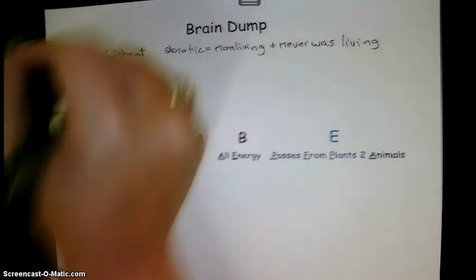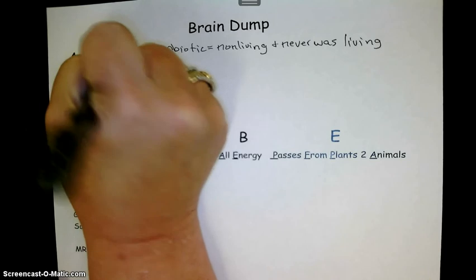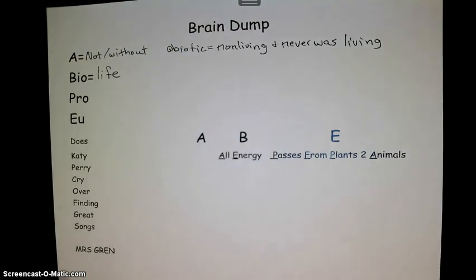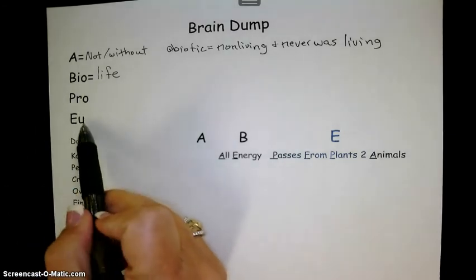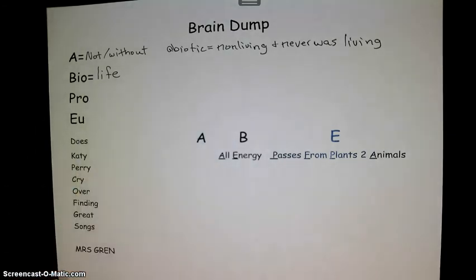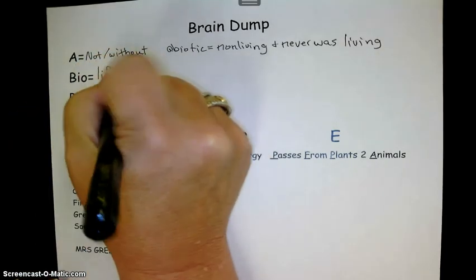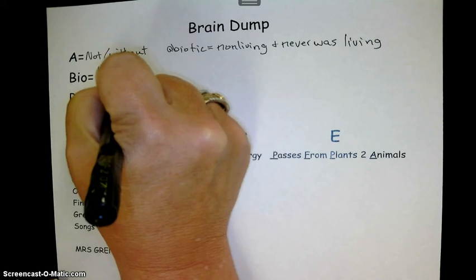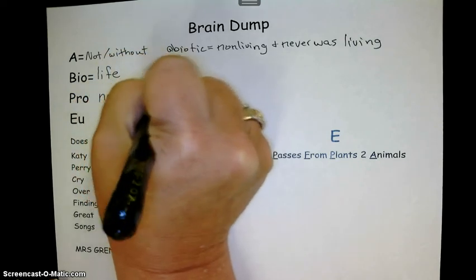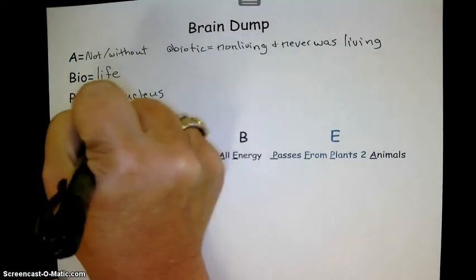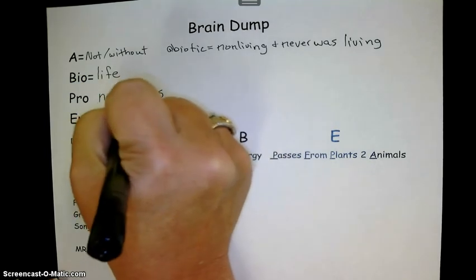We said that bio means life or living. So biology, ology means the study of, biology, study of life. Microbiology would be the study of really small living organisms, things that you could see with a microscope. Pro and eu should remind you of prokaryotic and eukaryotic. Pro rhymes with no, and so when we think prokaryotic, we think no nucleus. And eu rhymes with do. Eukaryotic do have a nucleus.